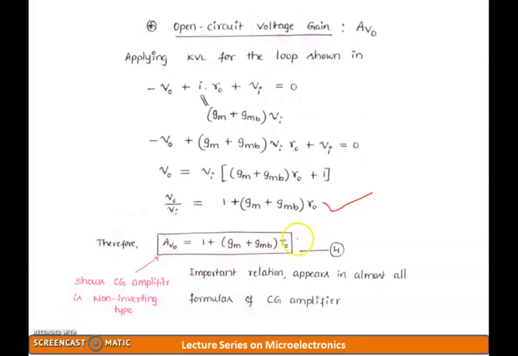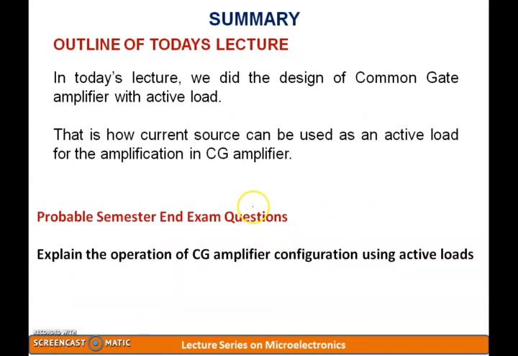So kind of a very interesting relation to remember. So this is all about your common gate amplifier with active loads, how the input resistance, output resistance, and the gain behave with respect to the common gate amplifier, especially in terms of active loads. Now to summarize today's lecture, we did a lot of exercise specifically with respect to the common gate amplifier with active load, focusing mainly on the input resistance, output resistance, and then overall voltage gain.